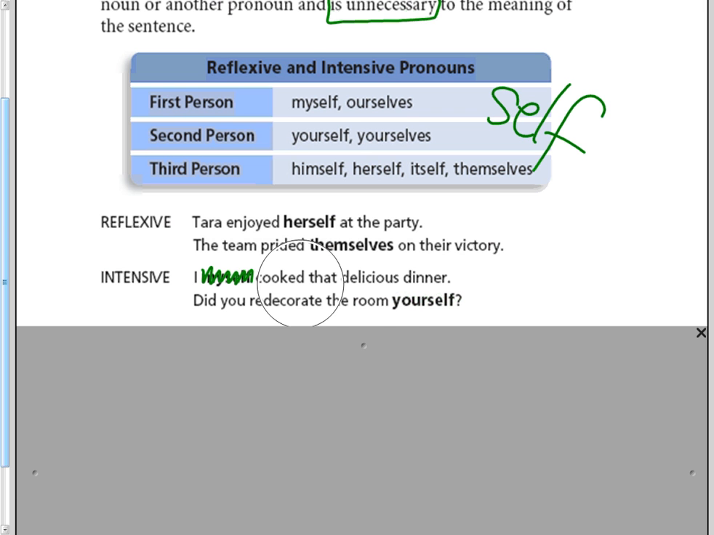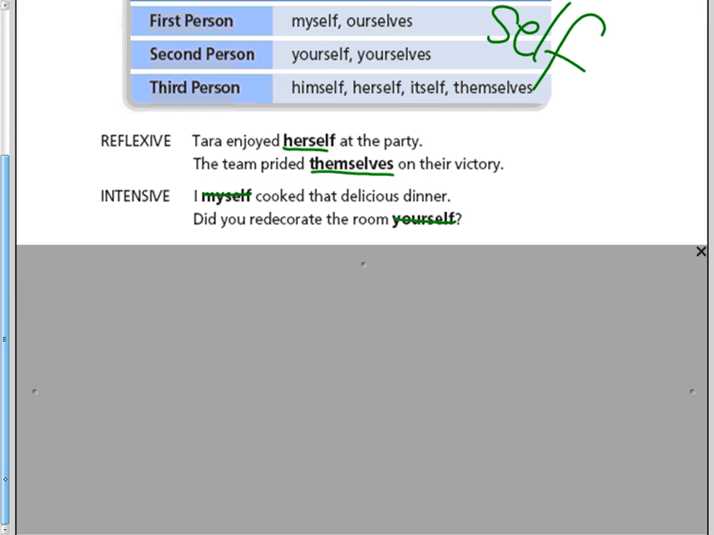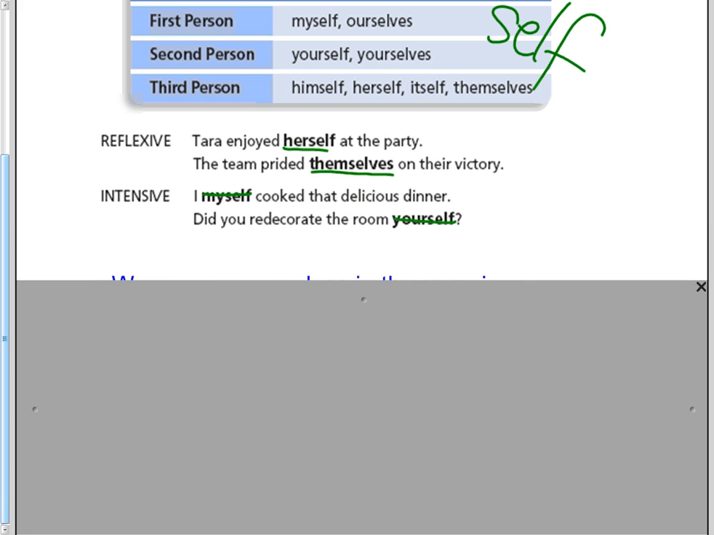They still make sense. The difference between reflexive and intensive is reflexive, you need it in the sentence, but intensive, you can take it out, and it still makes sense to the sentence. It's just emphasizing another word. Usually, we're going to talk about reflexive pronouns. So here are some examples.